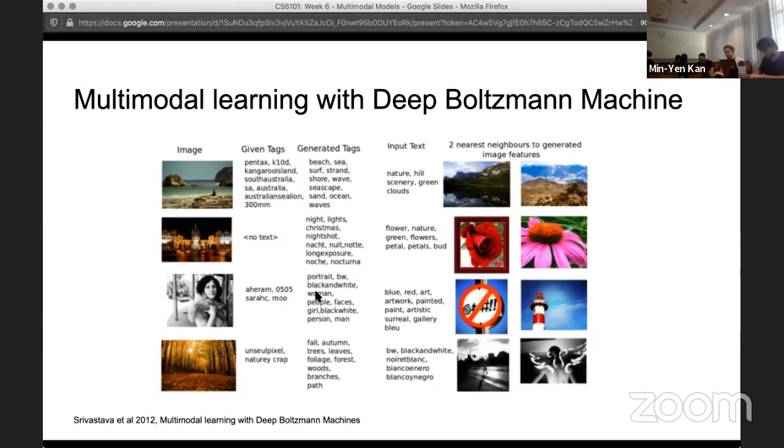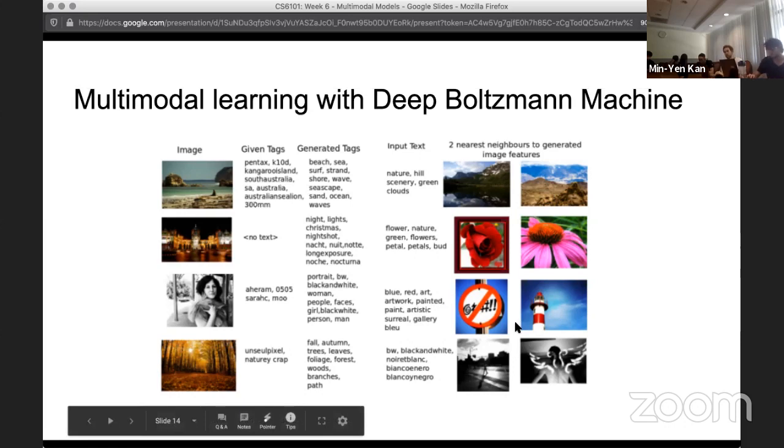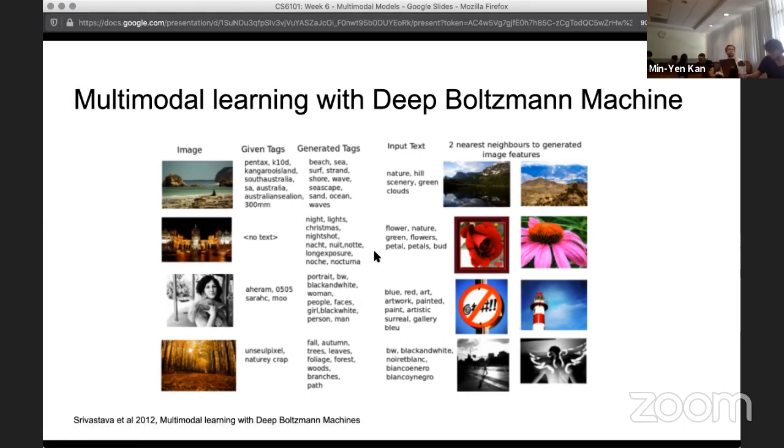On the other hand, because this is a generative model that is trained on both the image and the text, it can also take an input text, and then the model will give me images that are close in the representation space. So in this case, I get flower, nature, green, flowers. You get the two closest pictures to these descriptions as those two, and so on and so forth.